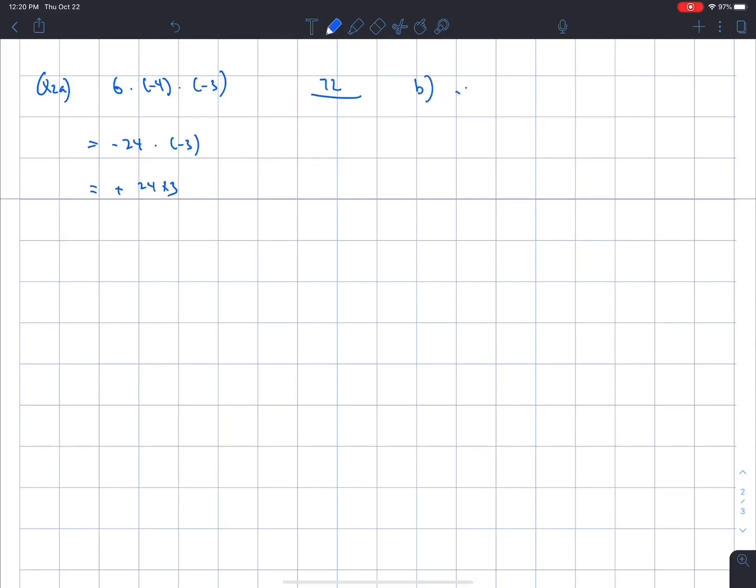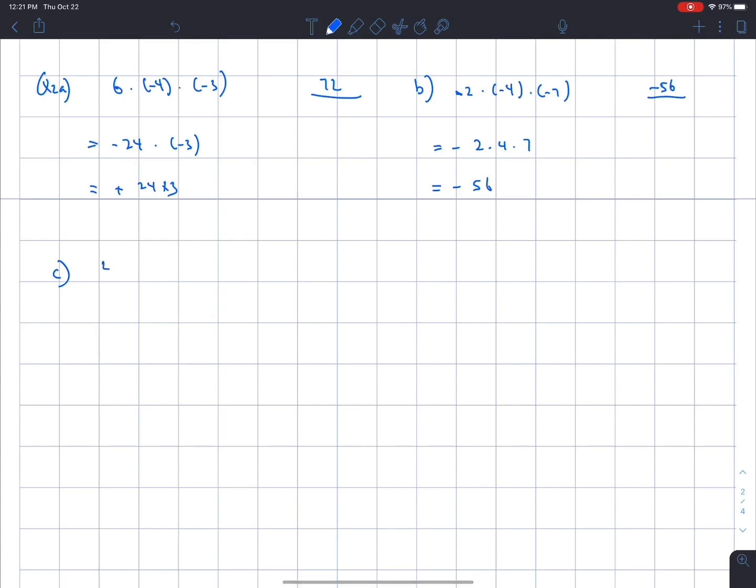B. -2 times -4 times -7. You see there are 3 negatives. So 3 negatives will just give me a negative answer because 2 of the negatives will become positive, and then positive times negative will be negative. And now I can just multiply all the numbers together. 2 times 4 is 8. 8 times 7 is 56. So my answer is -56.